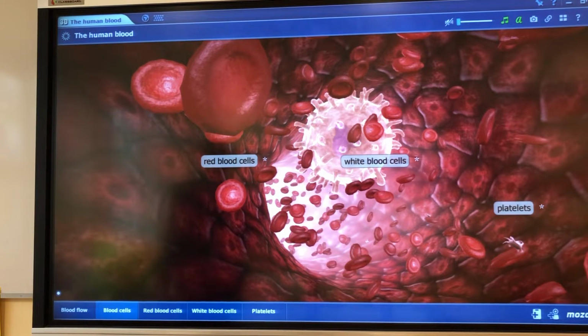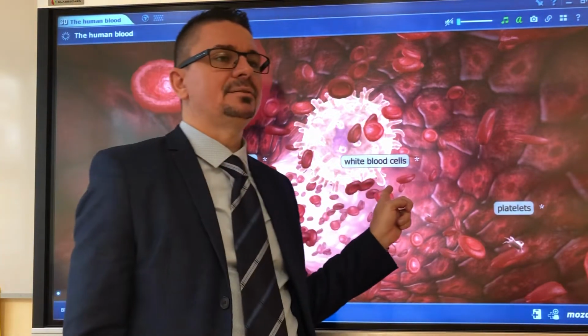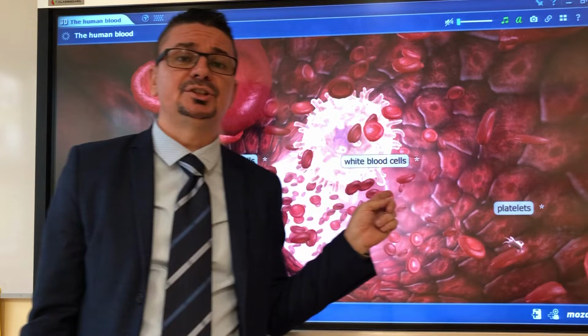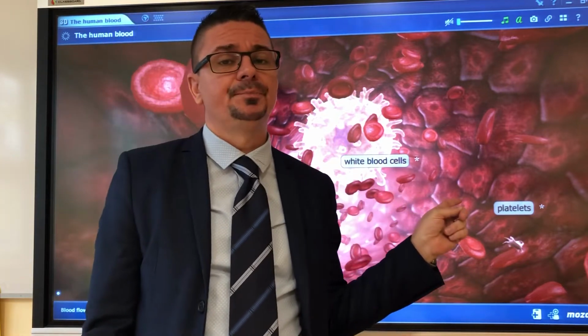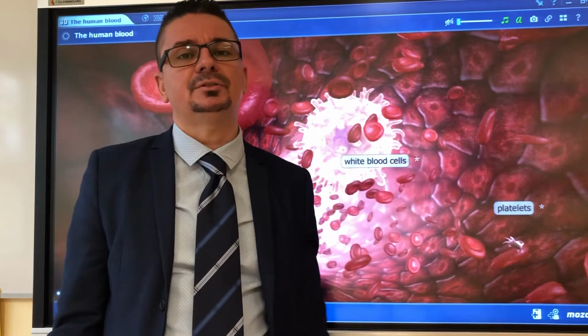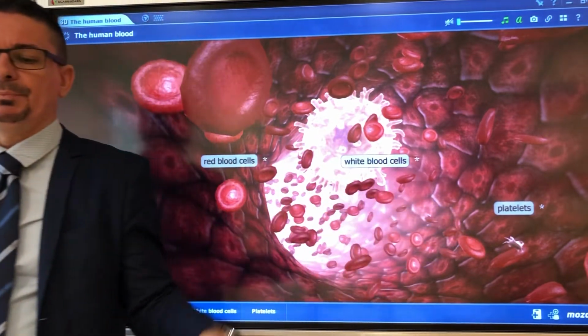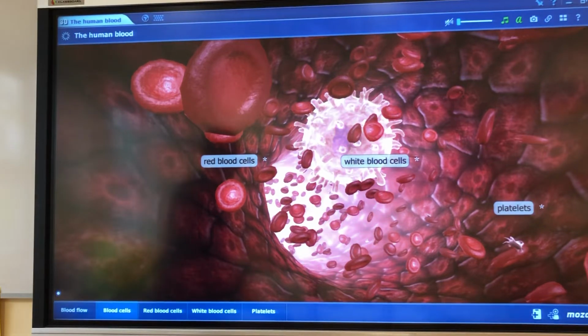Red blood cells, they have this saucer shape and they are produced in the bone marrow. The problem with these cells is that they don't have a nucleus. Without a nucleus, they can't reproduce. So once they are produced in the bone marrow, they just travel through veins and arteries and then they basically die. So we always need to produce new red blood cells.